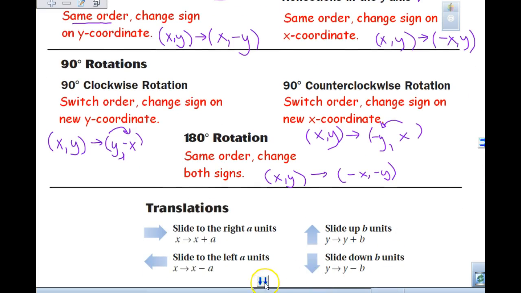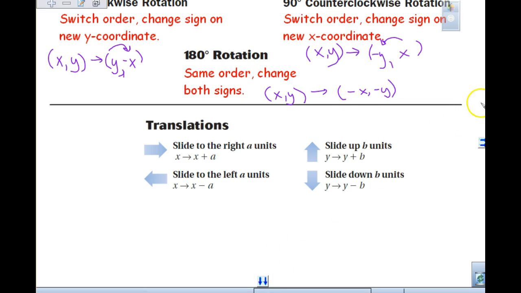And then this was our translation. So we had reflection, we had rotations, we had our translation. When you move it to the right, that goes to the x coordinate. So you're always thinking (x, y), and then it is always x plus a or minus a. And then the b is going to be the y, which is either plus going up or down subtracting.